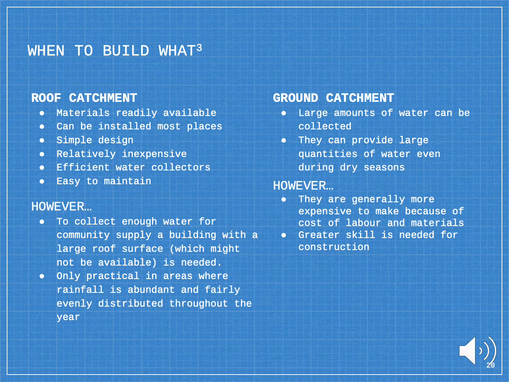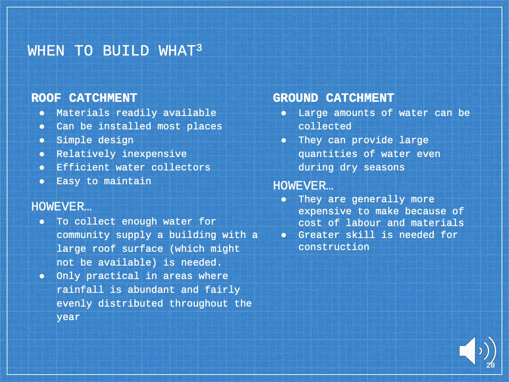Okay, now how to decide when to build what? For the roof catchment systems, materials are almost always available in the community. They can be installed in most places and have a relatively simple design. They are also relatively inexpensive, efficient water collectors, and easy to maintain. However, to collect enough water for a community supply, a building with a large enough roof surface, which might not always be available in a community, is needed. In addition, it is only practical in areas where rainfall is abundant and fairly evenly distributed throughout the year.